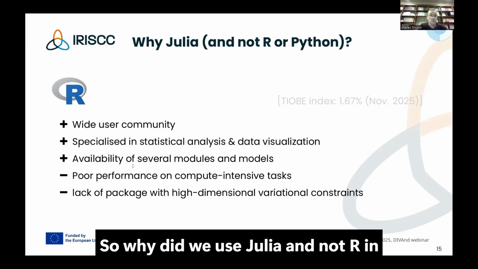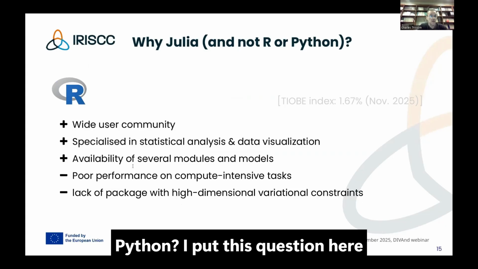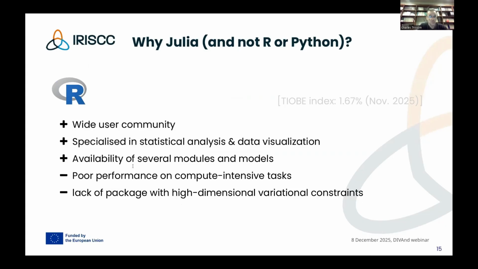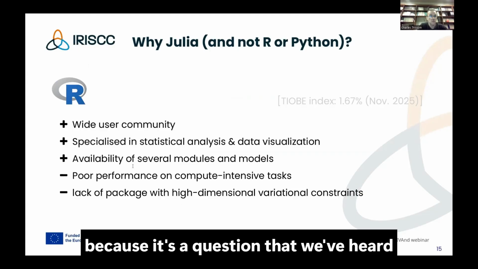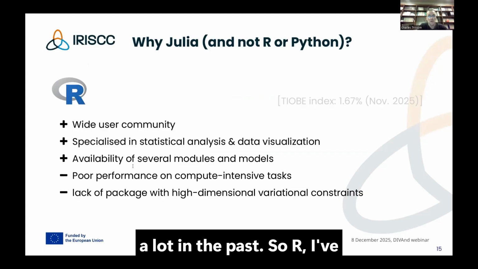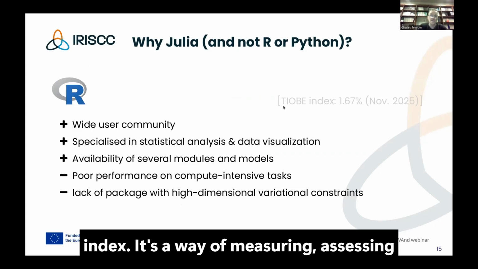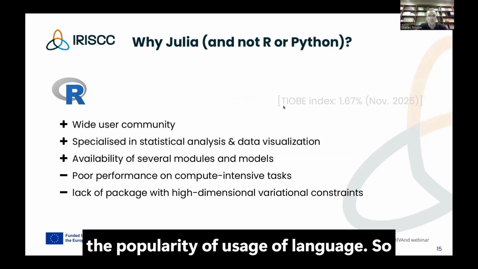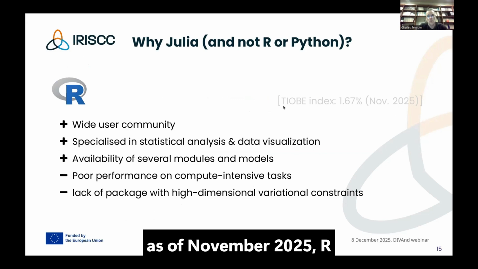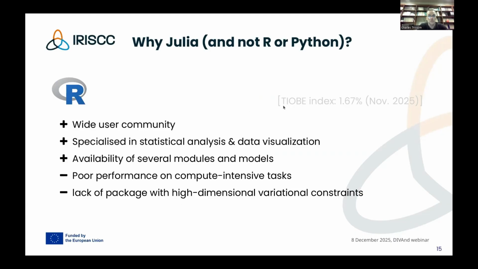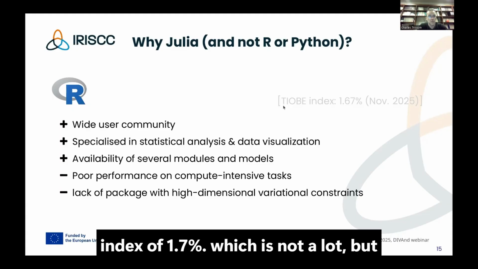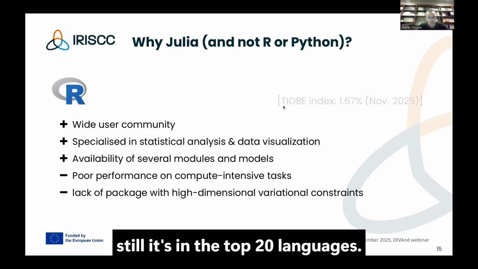So why did we use Julia and not R and Python? I put this question here because it's a question that we've heard a lot in the past. So R, I've put on the right side here the TIOBE index. It's a way of measuring, assessing the popularity or usage of a language. So as of November 2025, R has an index of 1.7%, which is not a lot, but still it's in the top 20 languages.